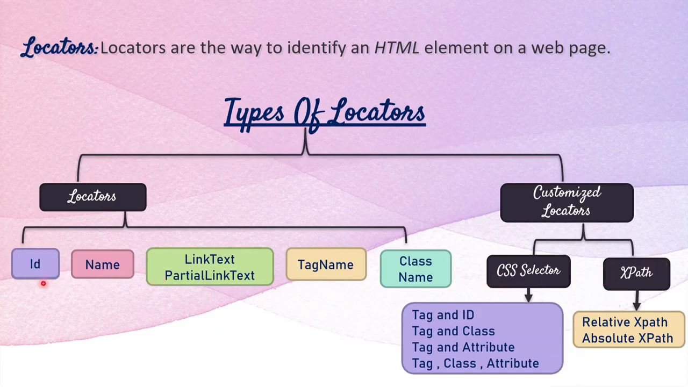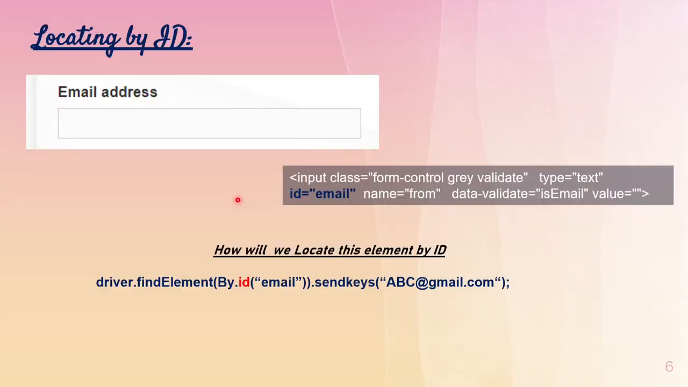Before that, we will understand what is ID, name, LinkText, partial LinkText, tag name, class name, and CSS Selector. And we will have a command on this. We will practically implement this also. Okay, so locating by ID.